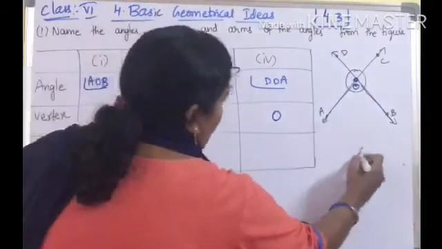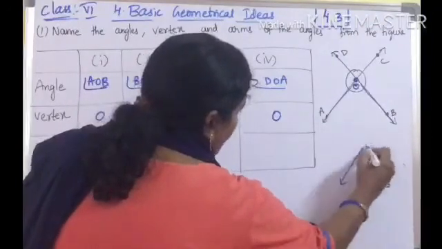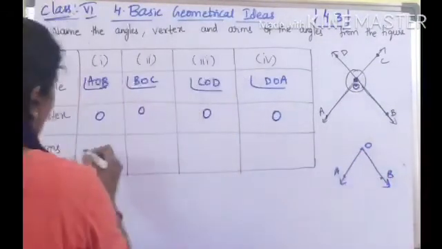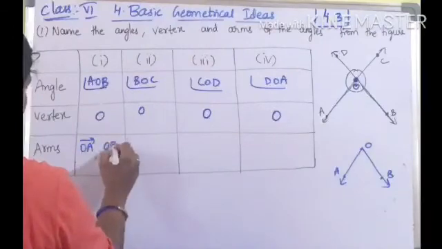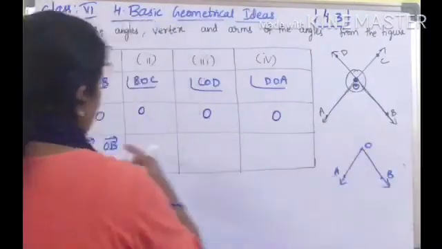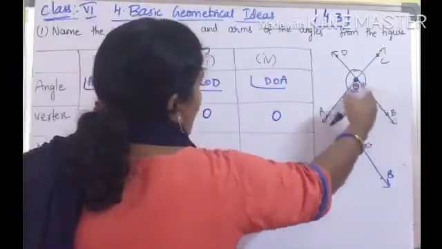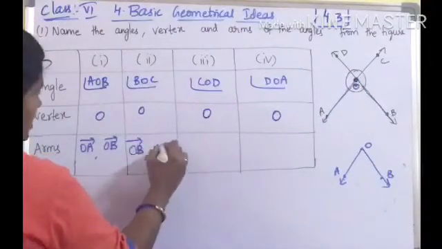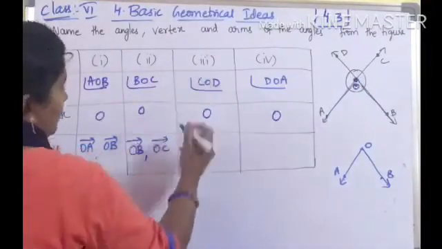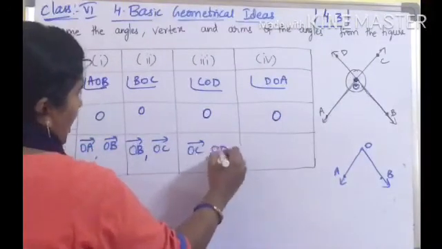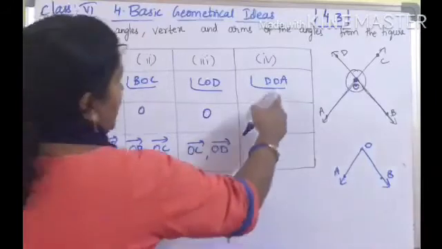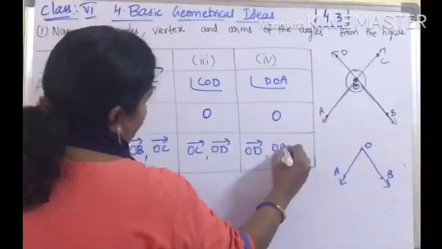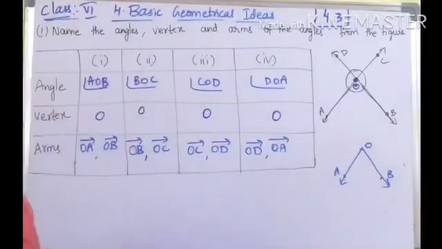Coming to angle AOB, what are the arms? If you see this figure AOB, it is like this, right? This is O, this is A, this is B. Here O is the vertex, and the arms are OA and OB. Similarly in BOC, OB and OC are the two arms. In COD, OC and OD are the two arms. Coming to angle DOA, simply we can write OD and OA are the two arms. Is that clear children?